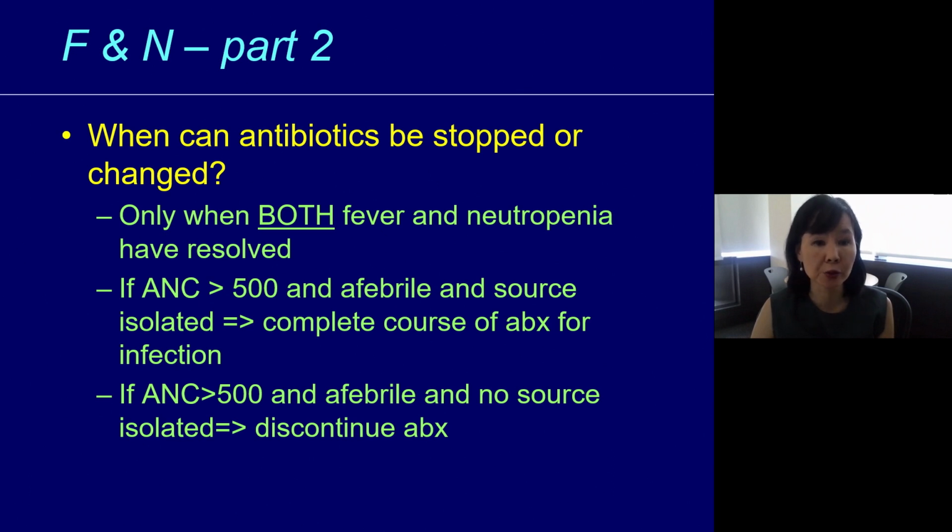And so for this person, once her ANC is greater than 500, then she could complete a course of antibiotics, and then it could be oral antibiotics. If the ANC is greater than 500 and afebrile, and there is no source isolated, you can discontinue antibiotics. There is no need to just give someone empiric antibiotics if their ANC is greater than 500 and no source is isolated.